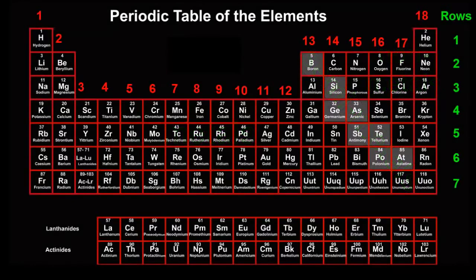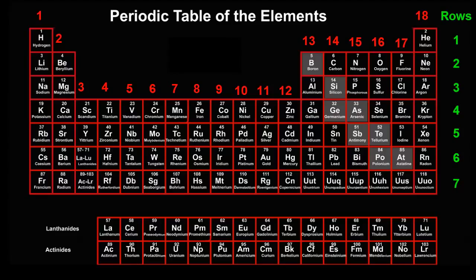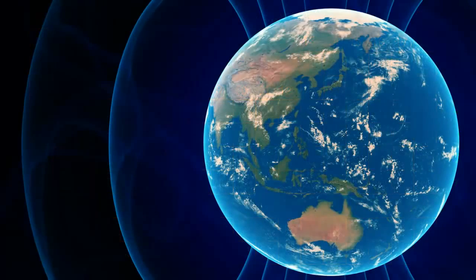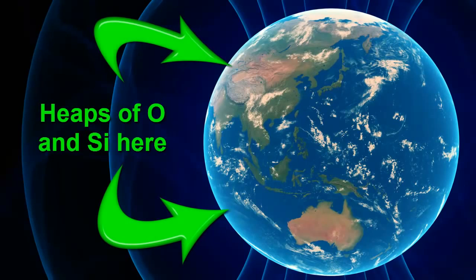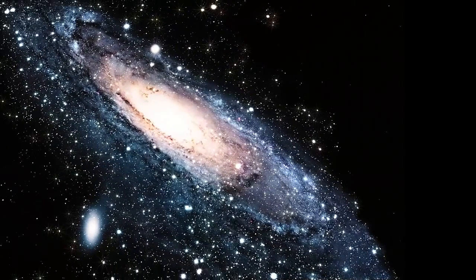Are they more metal or non-metal elements? Metals! Nearly 3/4 of the elements on the periodic table are metals. But that doesn't mean they're more abundant, because in the Earth's crust, there are more oxygen and silicon atoms than the rest combined. And the universe as a whole is mostly hydrogen.